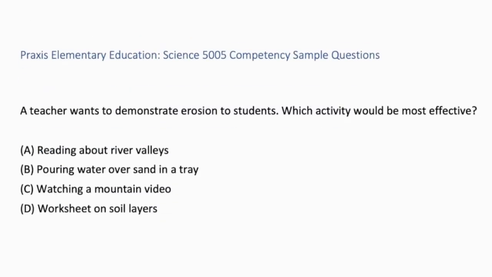A teacher wants to demonstrate erosion to students. Which activity would be most effective? A. Reading about river valleys. B. Pouring water over sand in a tray. C. Watching a mountain video. Or D. Worksheet on soil layers. A. Reading. This is abstract and less engaging. C. A video. This is visual, but it is not interactive. D. A worksheet. This involves recall, not conceptual thinking. The correct answer is B. Water over sand demonstration. This is a hands-on activity that models erosion clearly.